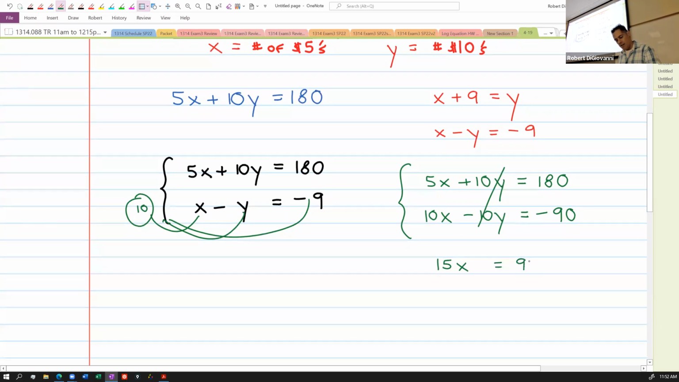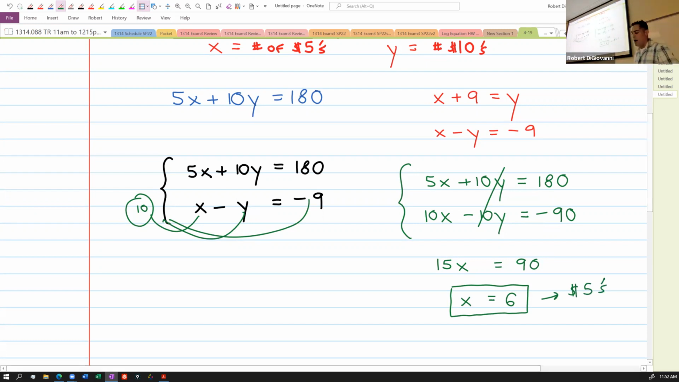15X equals 90. 180 take away 90 is 90. And then divide both sides by 15. What's 90 divided by 15? 6. So X is 6. X was the number of what? 5s we had. So this is how many $5 bills we have. The number of 5s.